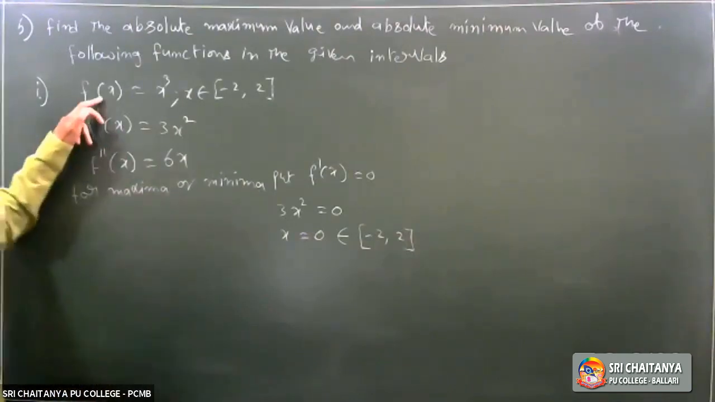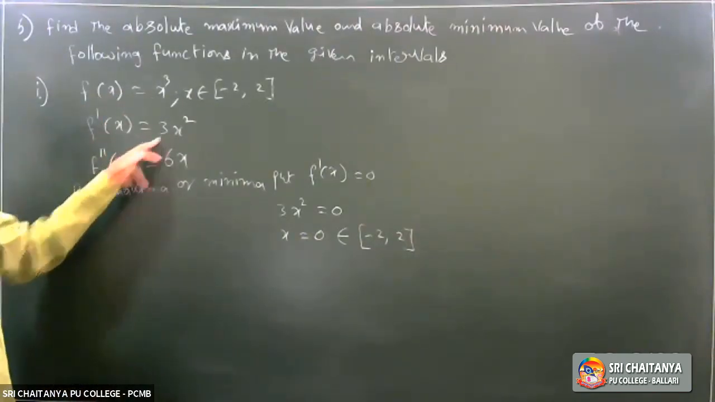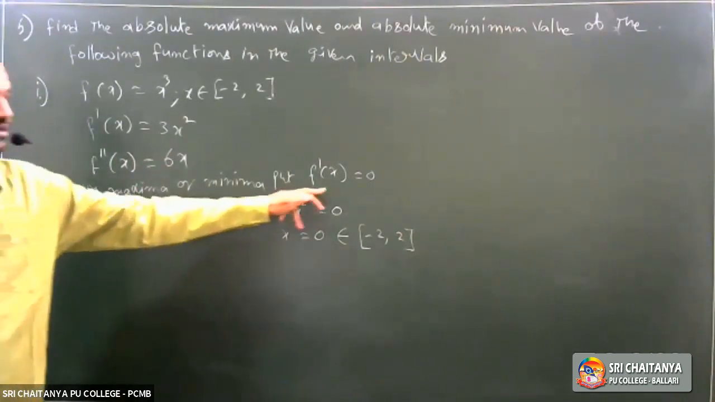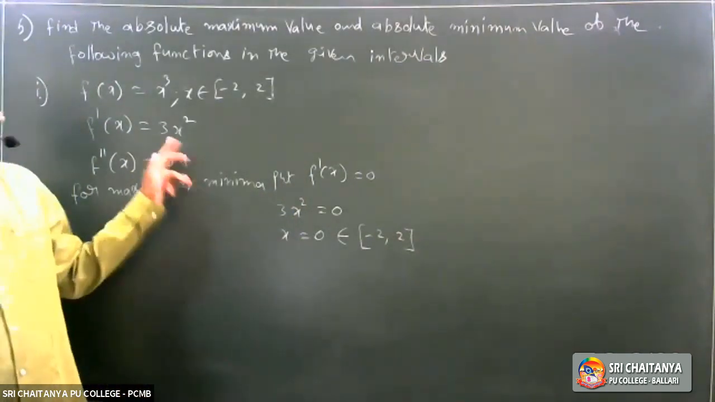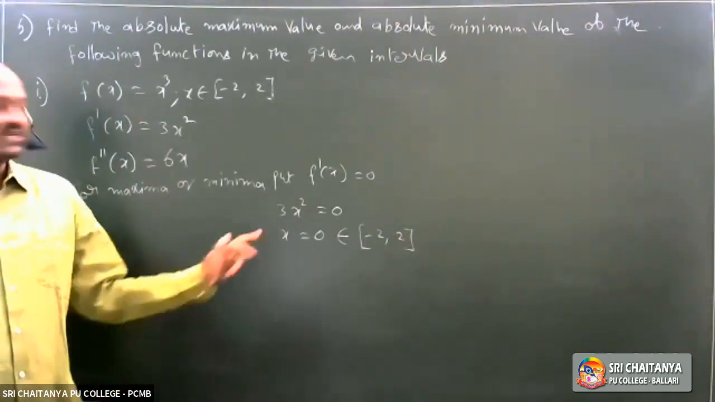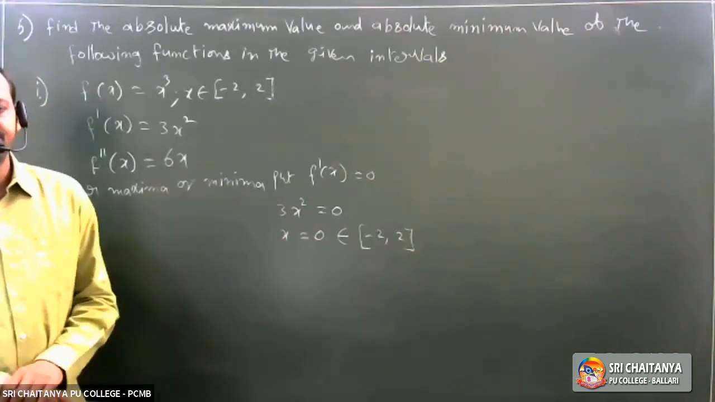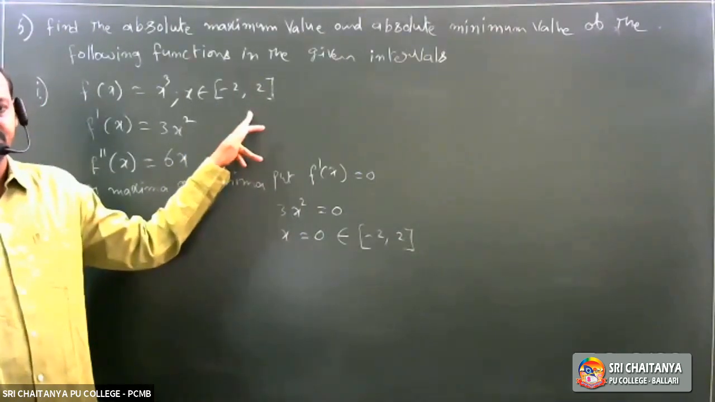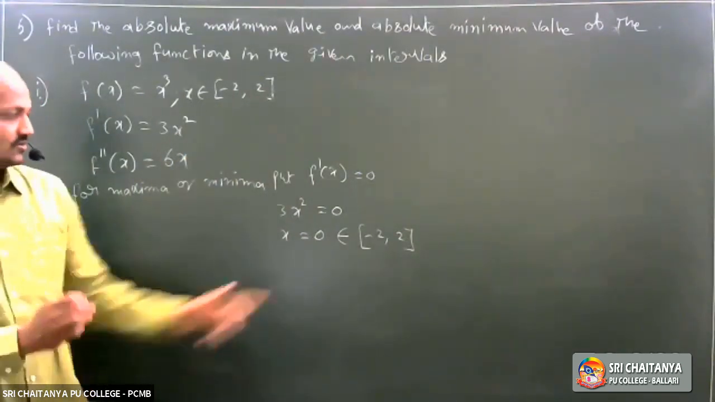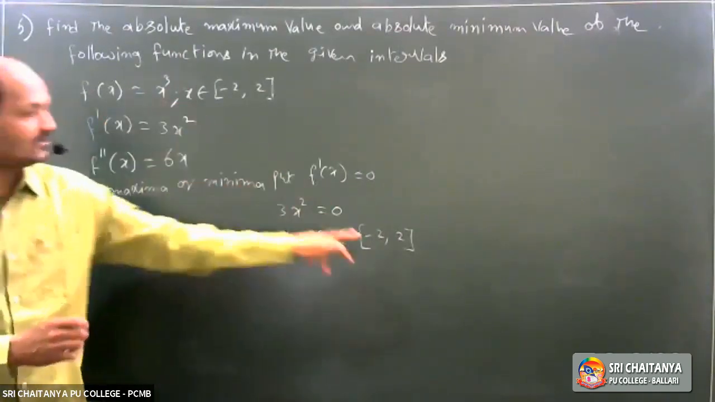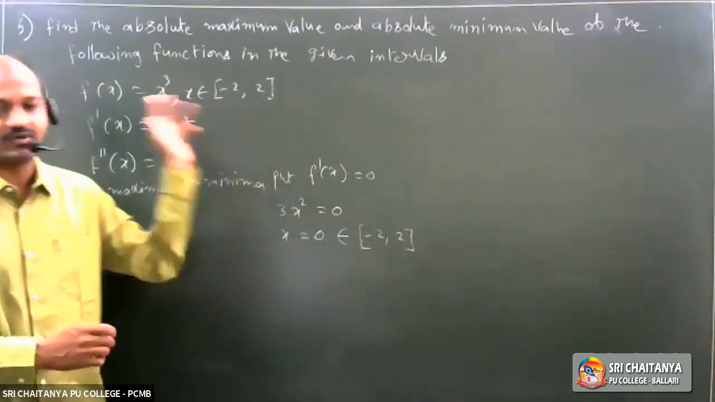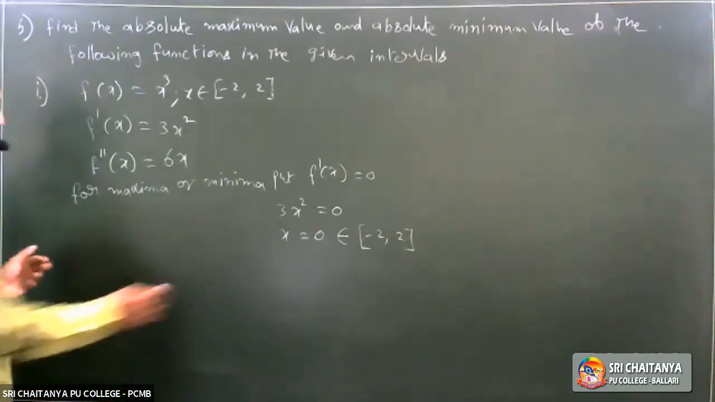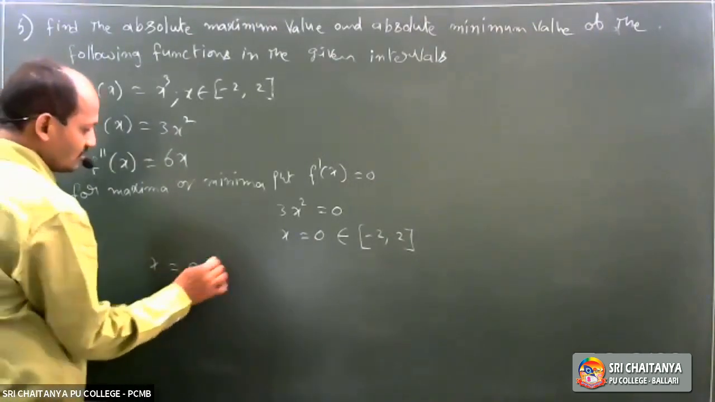Okay? f of x is x cube, its derivative 3x square, second order derivative 6x. For maxima or minima, put the first derivative equal to 0. So 3x square equal to 0, then x equal to 0. That 0 must be in between the given interval. Now we have to find the values: f of 0, f of -2, and f of 2. Therefore clearly x equal to 0, -2, +2.